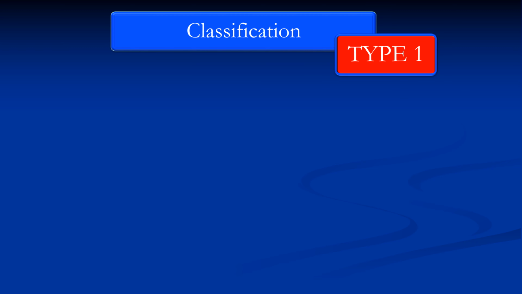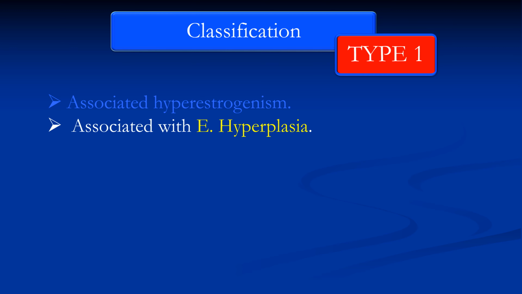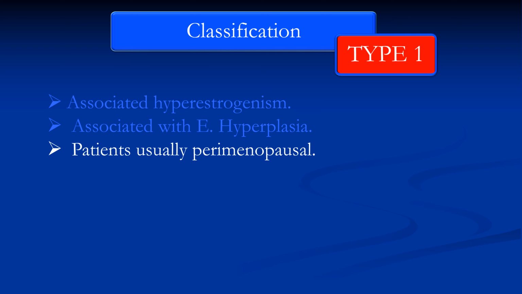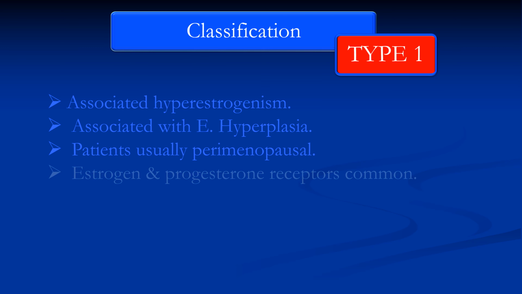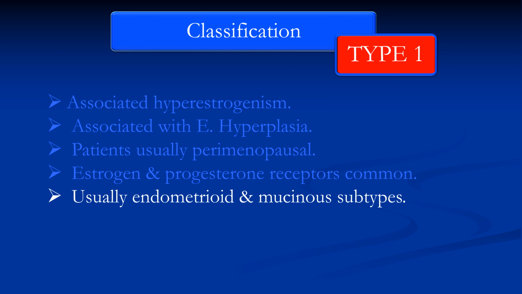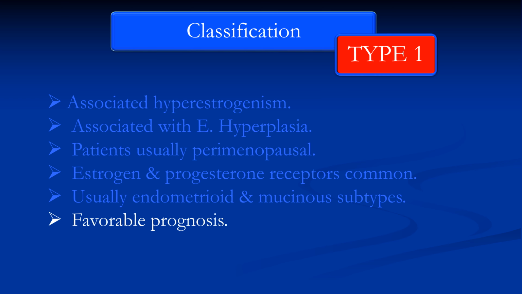So, what are the criteria for type 1 endometrial cancer? It is associated with hyperestrogenism and with endometrial hyperplasia. So endometrial hyperplasia is considered the precursor for this type of endometrial cancer. Patients are usually perimenopausal. Estrogen and progesterone receptors are a common finding. Usually endometrioid and mucinous subtypes, and usually with a favorable prognosis.